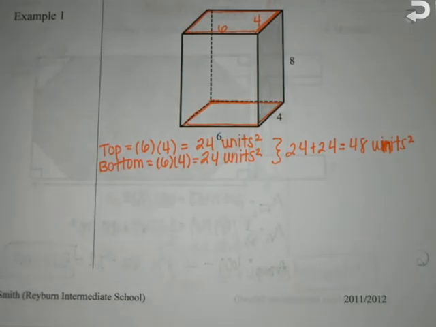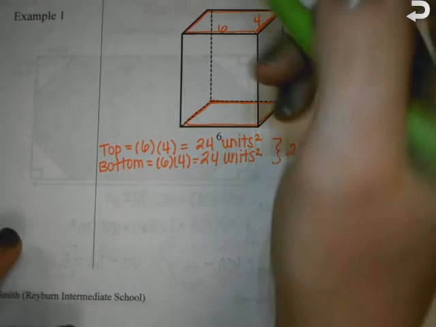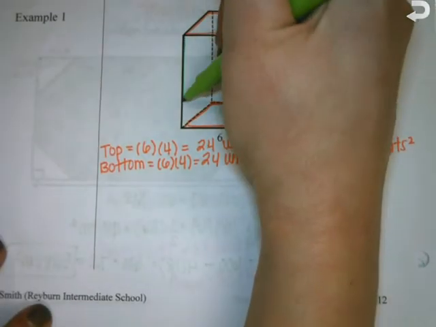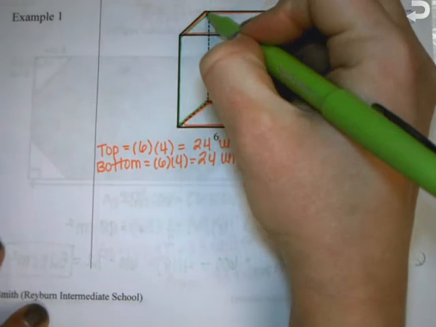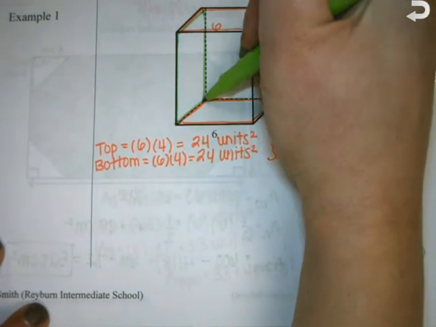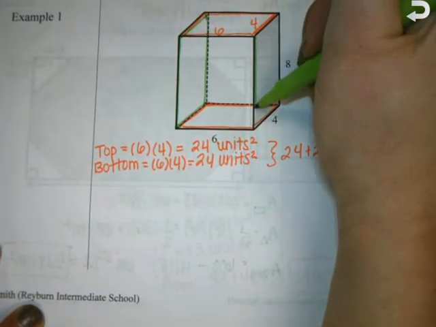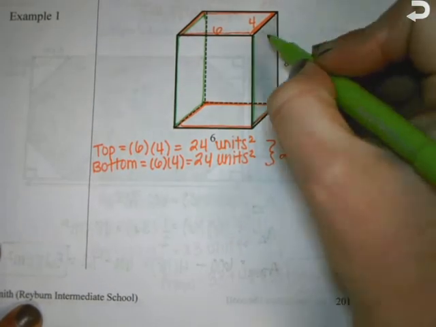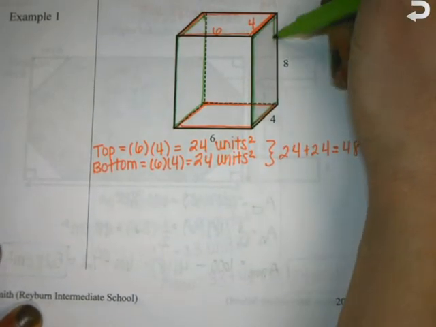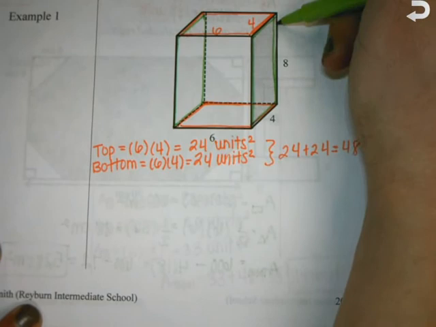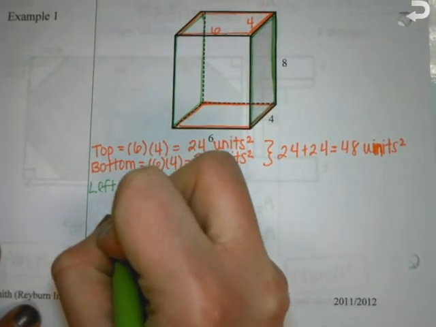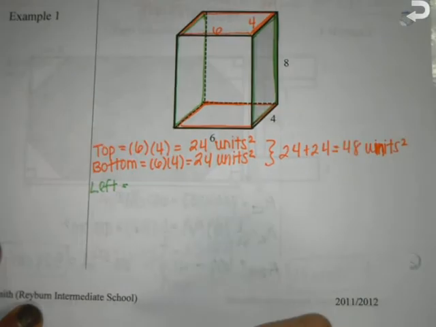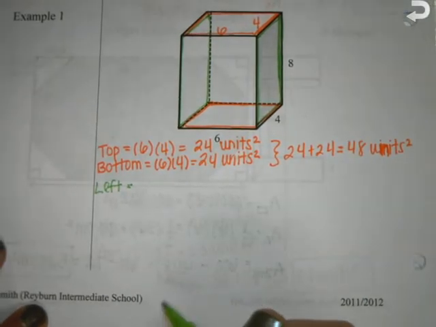So we did top and bottom. Now let's do left side and right side. So here's the left side. You can just put left and right. That's fine. There's the left. Here's the right. Now the dimensions of those are the same. So when I do the left side, what is the base there? Good, 4. And what's the height?